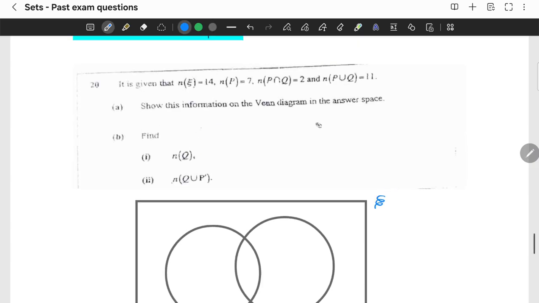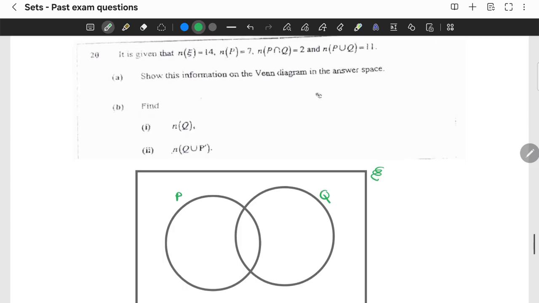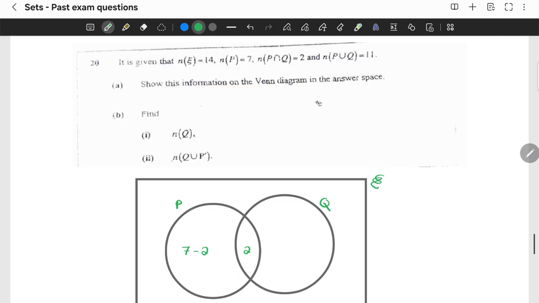So we have a universal set. We have P and we have Q. So we are told that number in P is 7 minus. So number in P intersection Q is 2. So this will be 7 minus 2. Number in P union Q is 11, right?